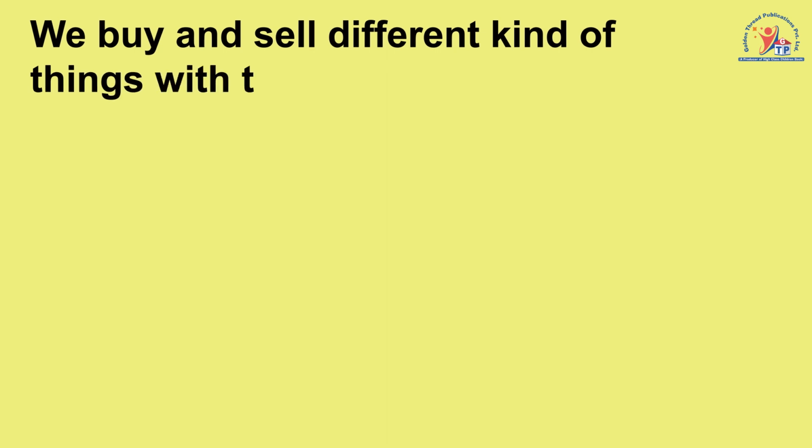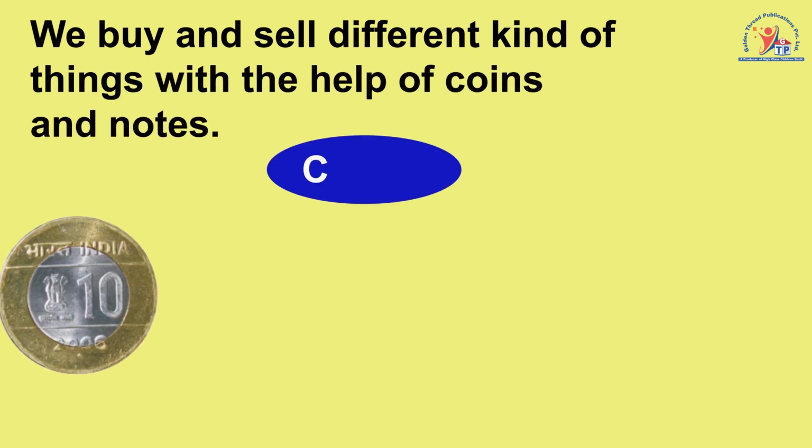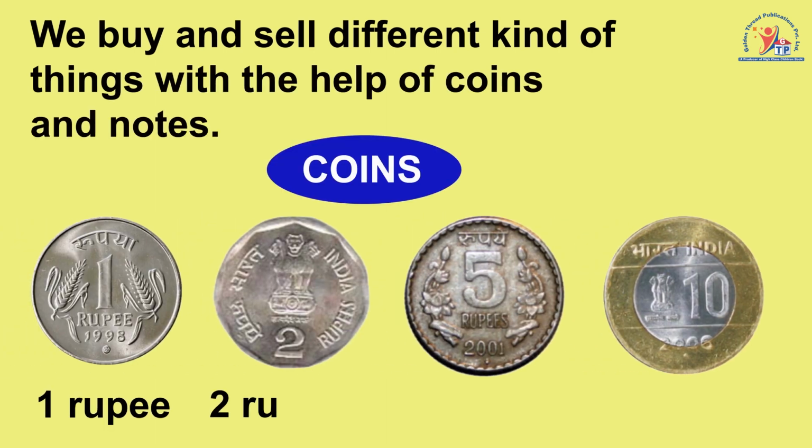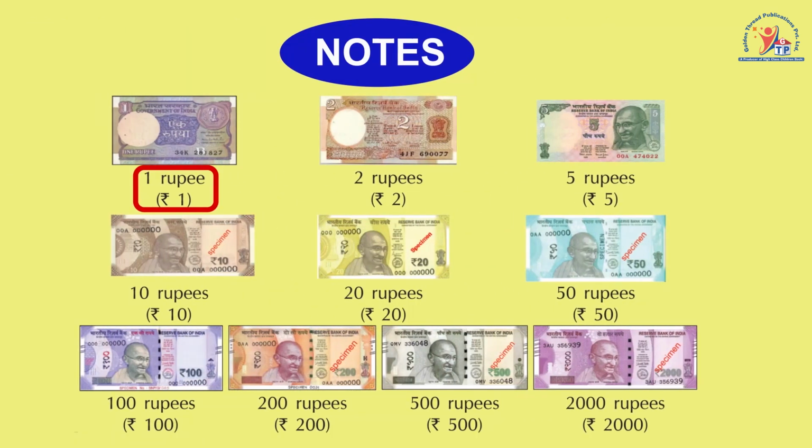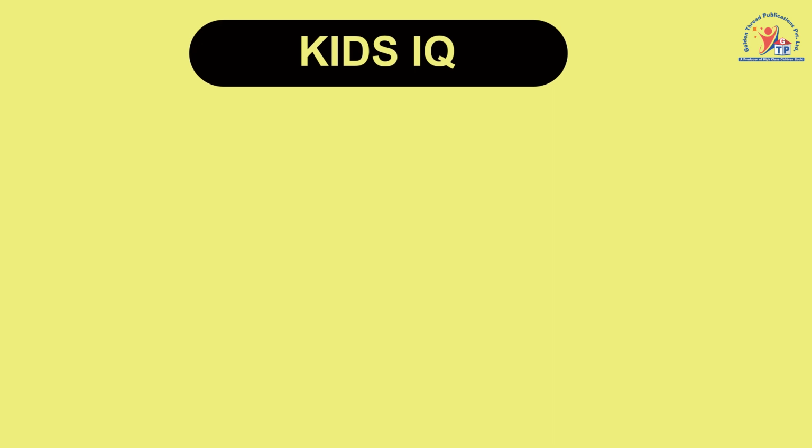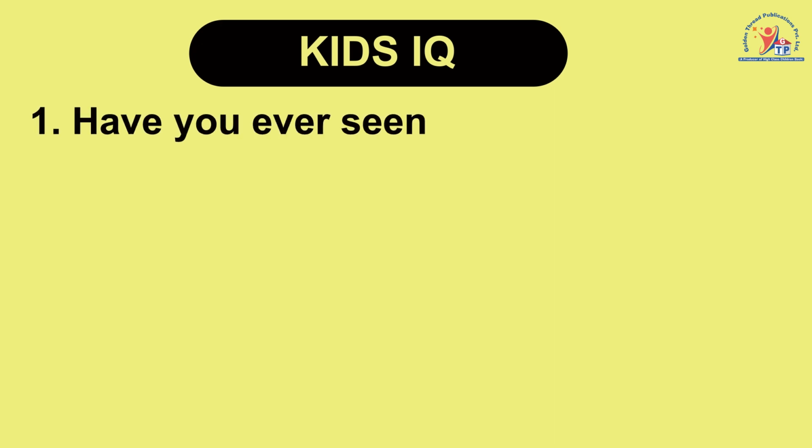Chapter 12. Money. We buy and sell different kinds of things with the help of coins and notes. Coins: 1 rupee, 2 rupee, 5 rupee, 10 rupee. Notes: 1 rupee, 2 rupee, 5 rupee, 10 rupee, 20 rupee, 50 rupees, 100 rupees, 200 rupees, 500 rupees, 2000 rupees. Kids IQ. 1. Have you ever seen coins?